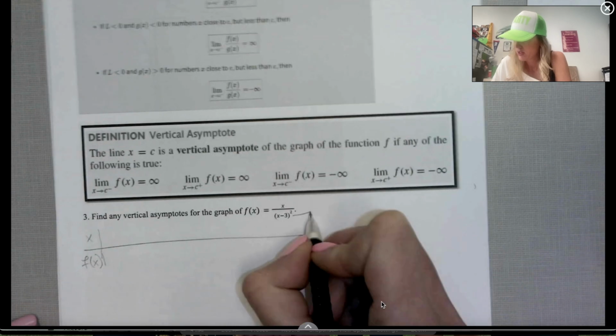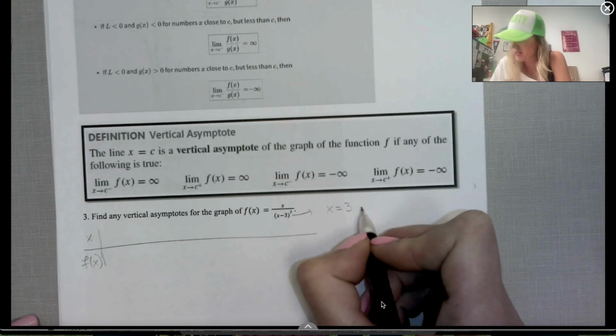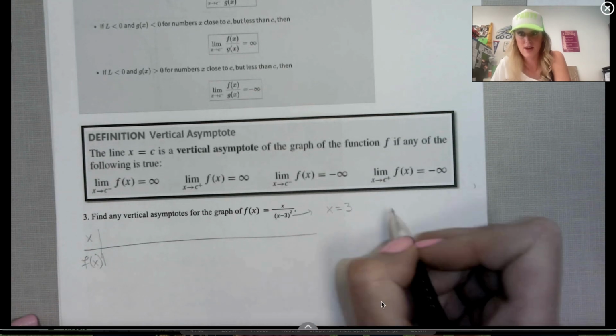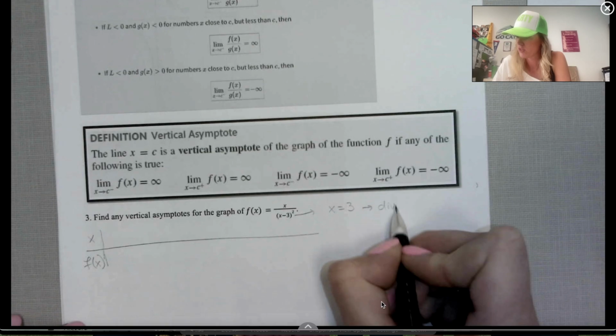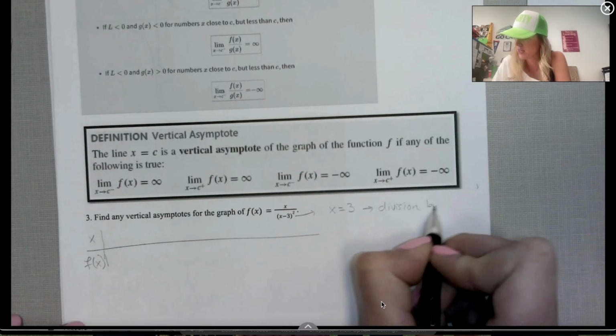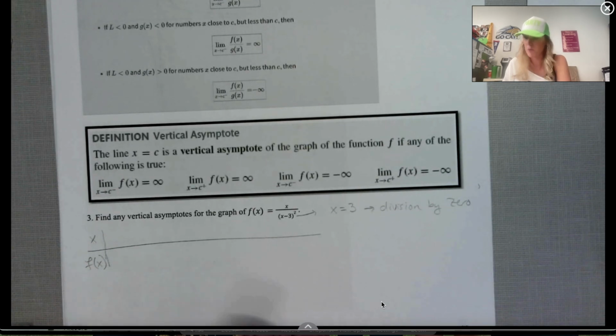So x equals 3 would make this function undefined, right? I would get division by 0. Okay, so those values are kind of what we want to look for. So I want to approach 3.